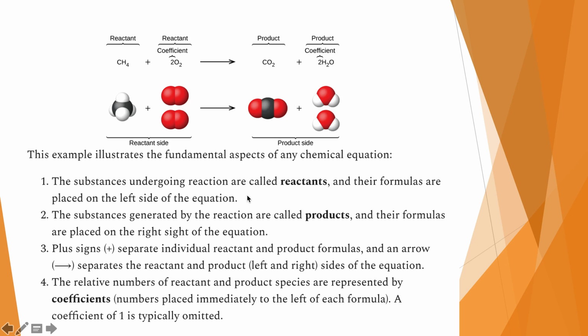Okay. The relative numbers of reactant and product species are represented by coefficients, numbers placed immediately to the left of each formula. A coefficient of 1 is typically omitted. So we know, what does that mean? We know there's 1 carbon here, so we don't need to write 1C. If there's no number in front of it, we know it's just 1. But here we have 2 loads of oxygen, so we have to put the number 2. Okay, so if it is just 1, we don't put a number. But if there's more than that, we have to then put a number to tell us how many there is there.